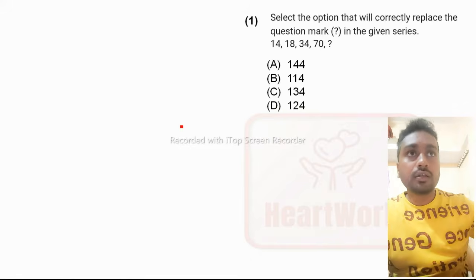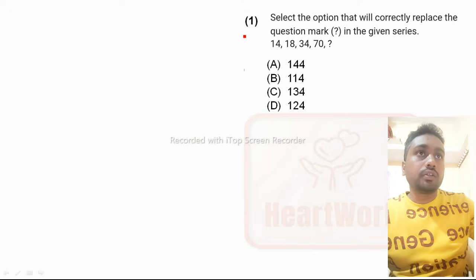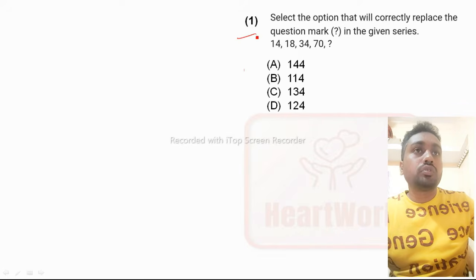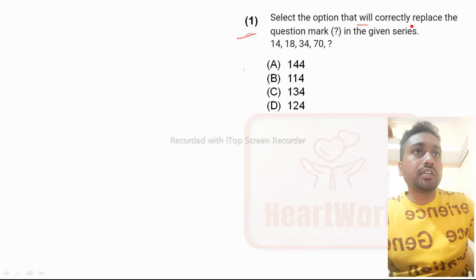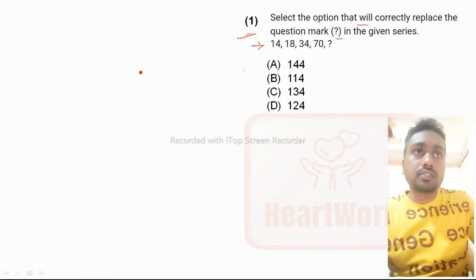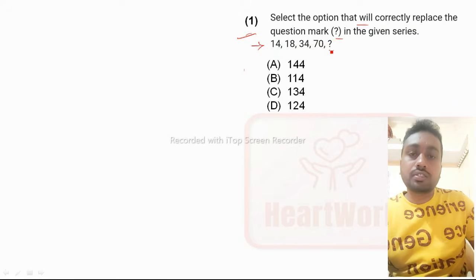Okay, now see question number 1. General aptitude consists of simple basic math questions, reasoning questions and GK questions. Here we will see the sample. Question number 1: select the option that will correctly replace the question mark in the given series. In this series he is asking what the next number is in place of the question mark.